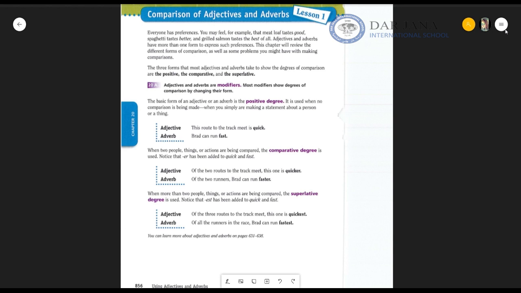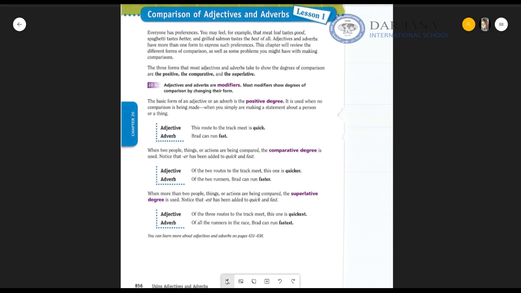Welcome back. Today we're going to start a new chapter, chapter 20, lesson 1, comparison of adjectives and adverbs. And this lesson is extremely important because it helps you determine when to use different degrees of comparison and how to use them with precision, especially when I'm targeting essay writing or when I want to overcome those complicated SAT questions that we get on the language section.